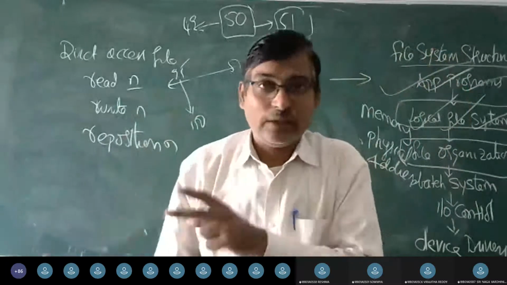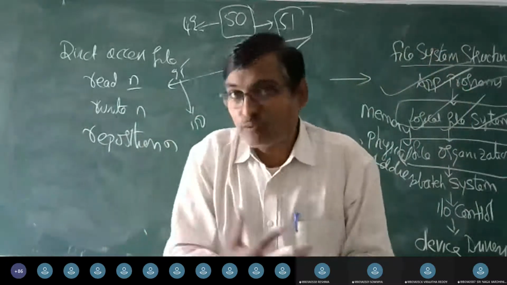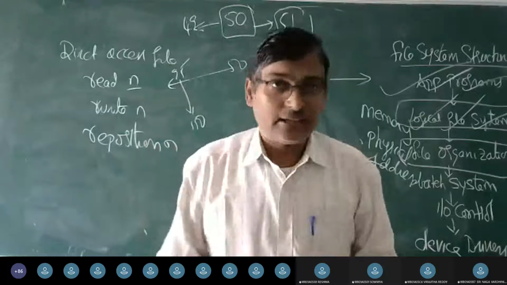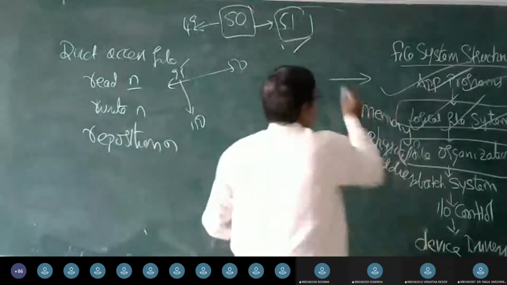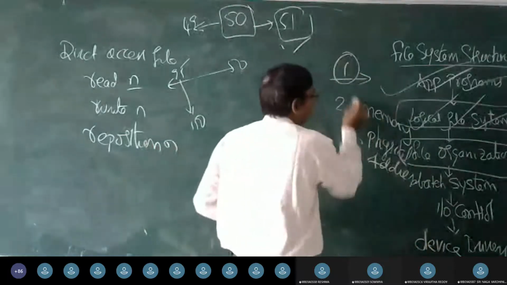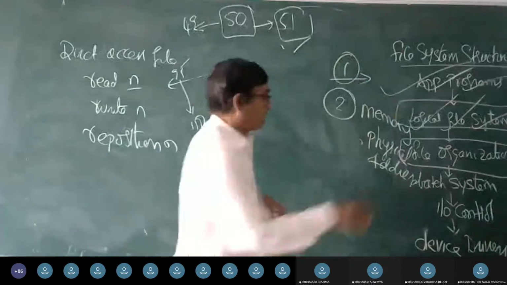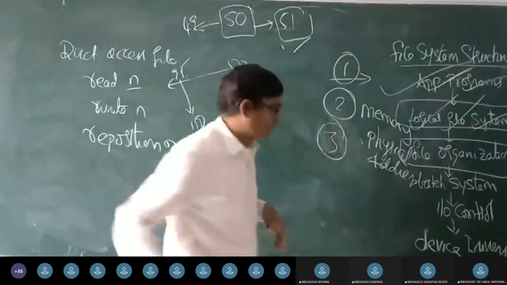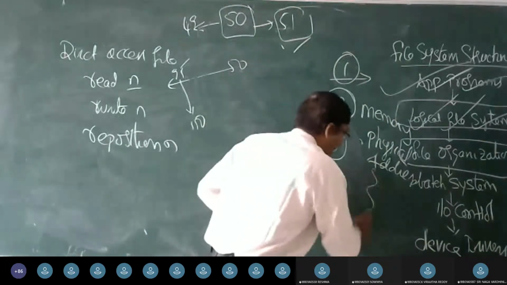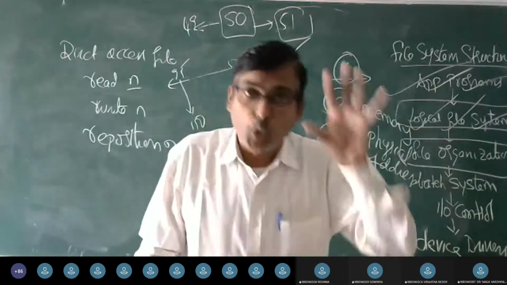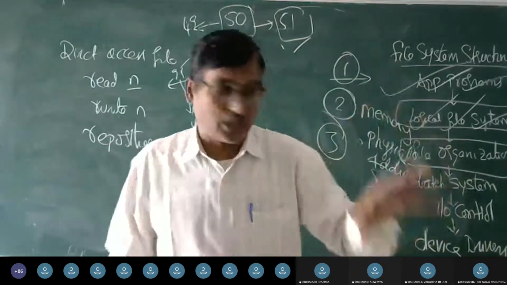So in this way we are moving. So that is the advantage of what we are going to get in a direct access file system. So we talked about application programs, we talked about the logical file system, we talked about file processing, and the next three items are going to be totally hardware structured.